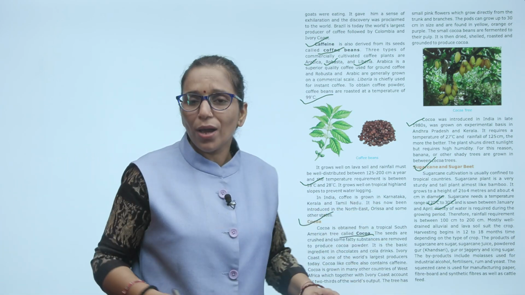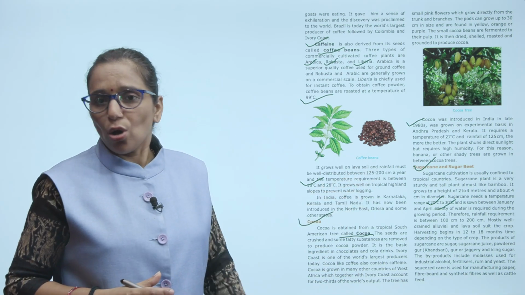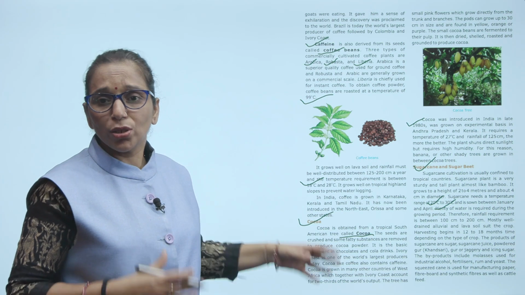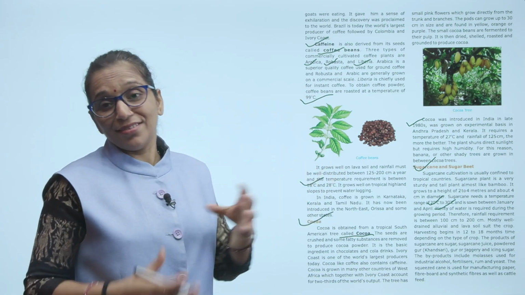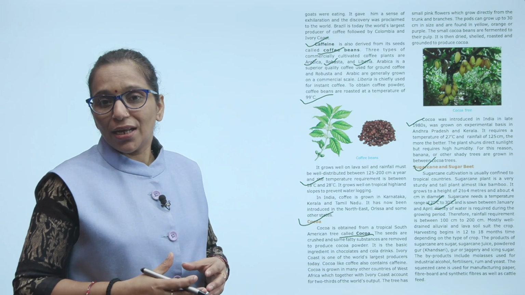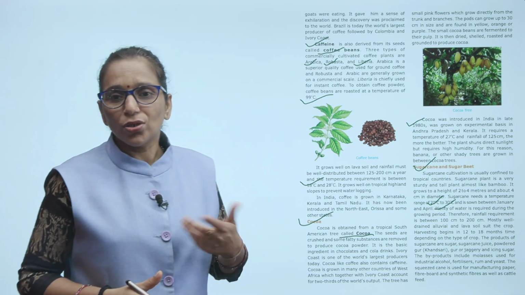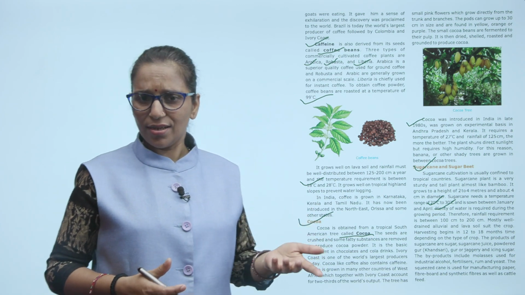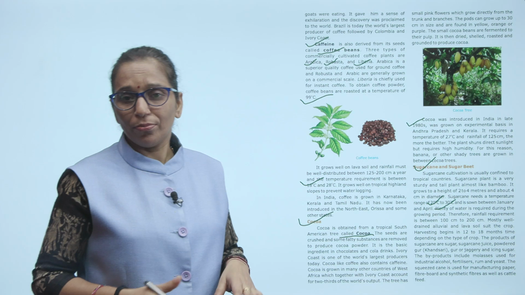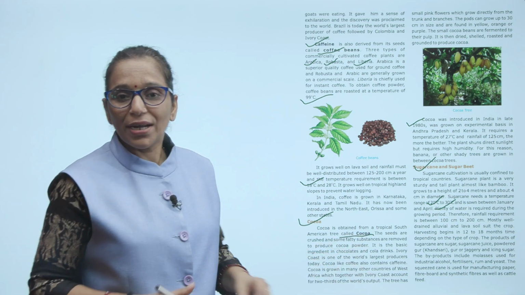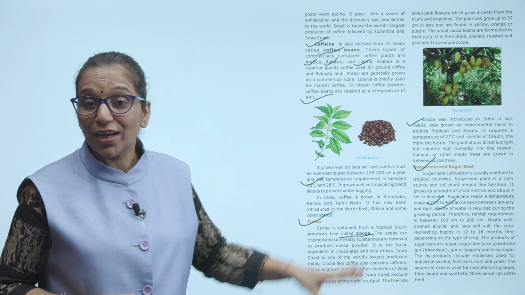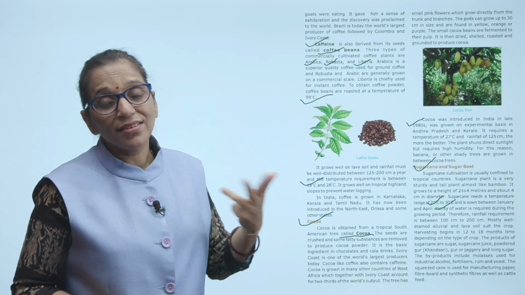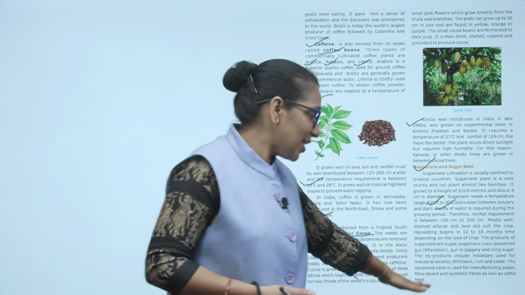Mostly well-drained alluvial soil and lava soil are good for the cultivation of sugarcane. Harvesting begins between 12 to 18 months depending on the type of crop, so it is a long ripening season for sugarcane. The products of sugarcane are sugar, sugarcane juice, powder, gur, khansari, jaggery, icing sugar, etc. Byproducts include molasses used for industrial alcohol, fertilizer, rum, yeast, etc. The squeezed cane is used for manufacturing paper, fiberboard and synthetic fiber, as well as cattle feed. That means we can use this squeezed cane.